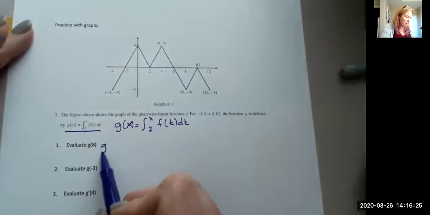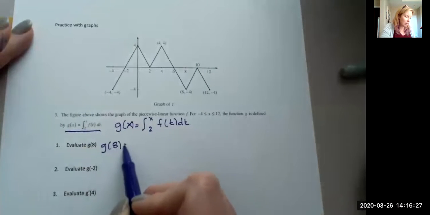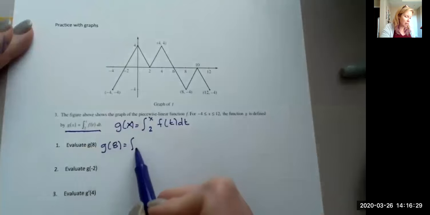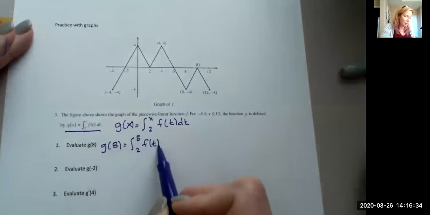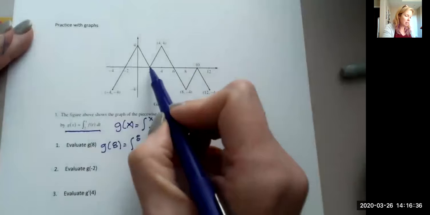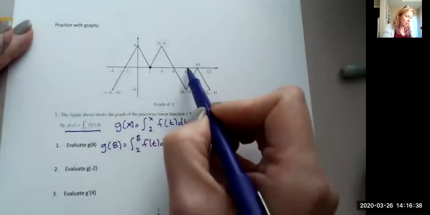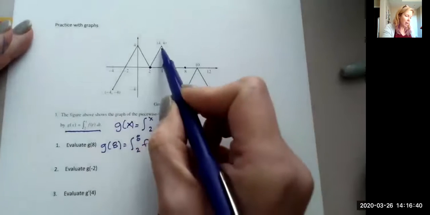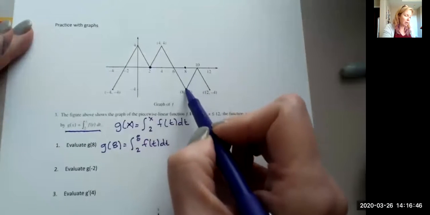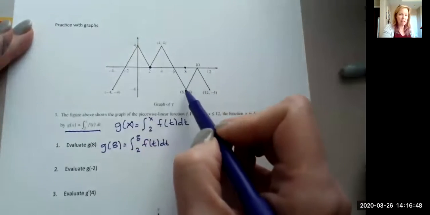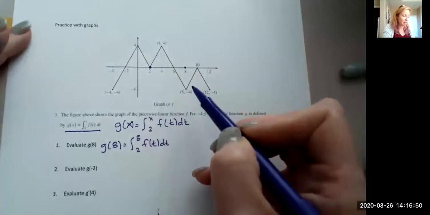So our first one says g of 8. I'm just going to rewrite my integral and say g of 8 is equal to the integral from 2 to 8 of f of t dt. So here's 2, here's 8, and I'm looking at this area. There is a triangle above the x-axis, and then a smaller triangle below the x-axis, and I just need to combine those areas together.